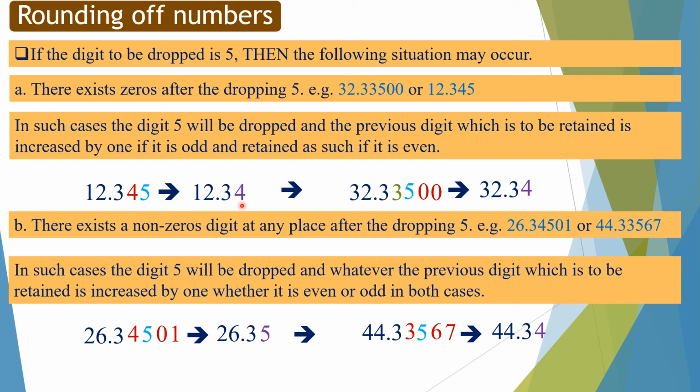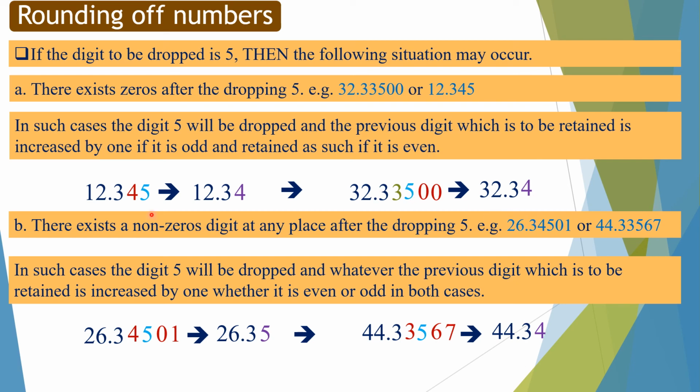In 32.33500 the dropping digit is 5 and 3 is to be retained. Because 3 is an odd number, it is increased by 1. So 32.33500 is rounded off as 32.34.